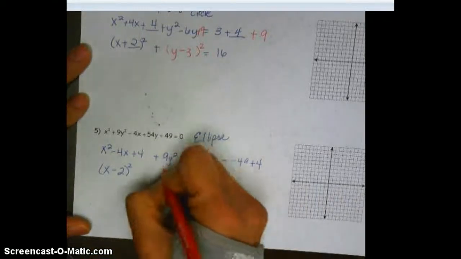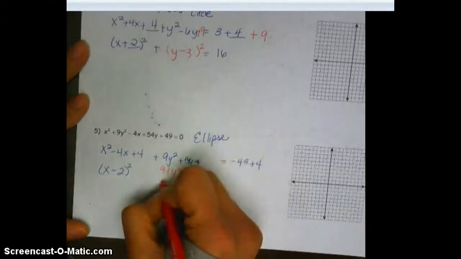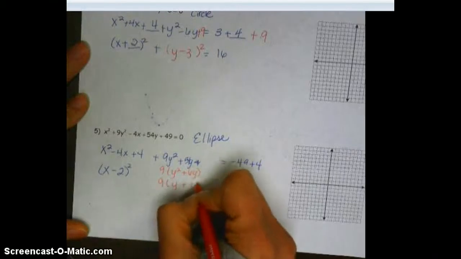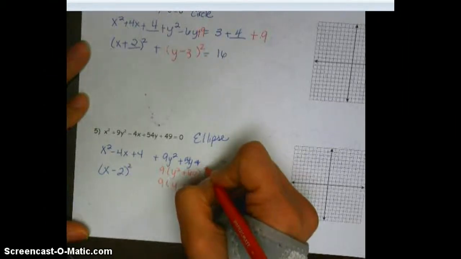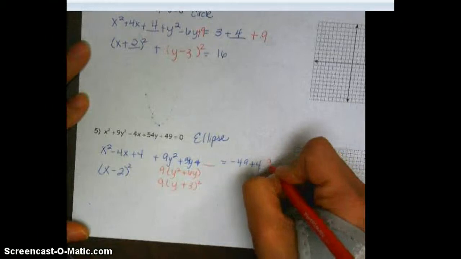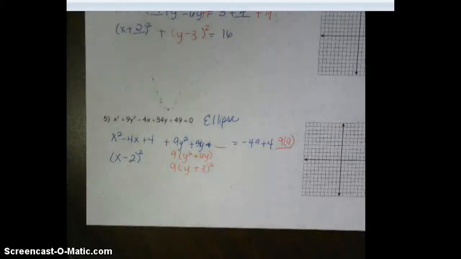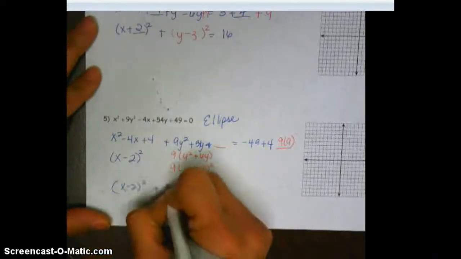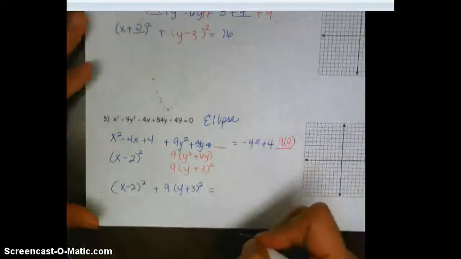And then this one, we do have a GCF we have to take out. It's the 9. So 9's on the outside, y plus 3, quantity squared. So that means that we're adding 9 times 9 over here. All right, so cleaning it up, we have x minus 2 quantity squared plus 9 times y plus 3 quantity squared equals, this side is going to be 36.